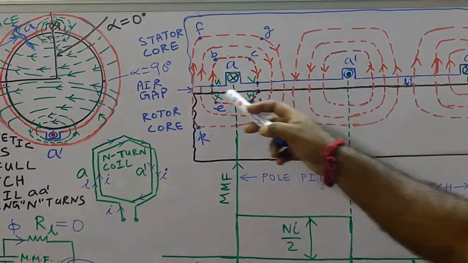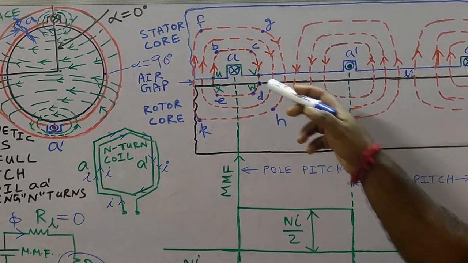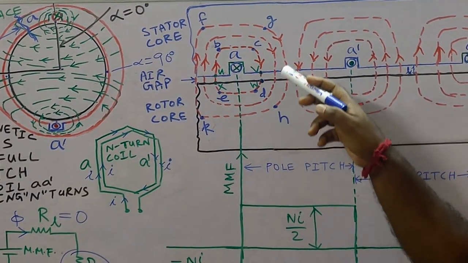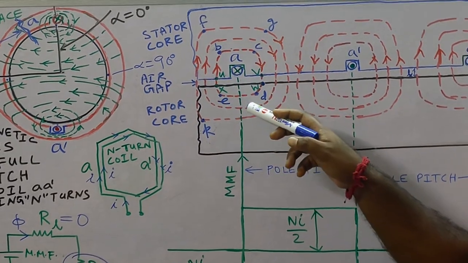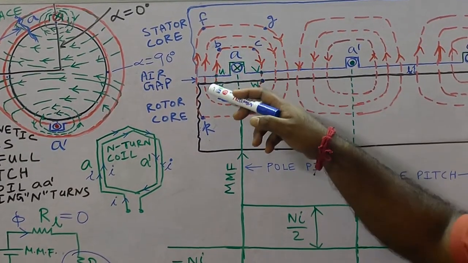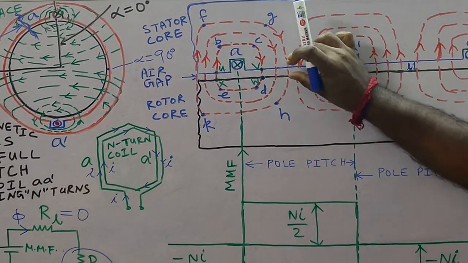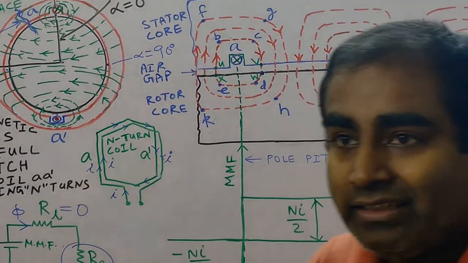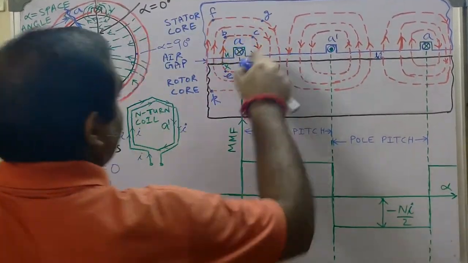So here also, the drop in MMF should be how much? Ni by 2. Actually in this closed path, the current enclosed is Ni. But you are crossing the air gap twice. That's why you say that the drop in MMF across the air gap is Ni by 2. Now what about the length in the iron core?